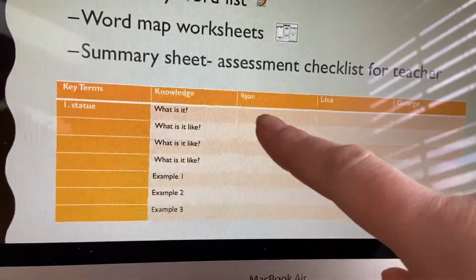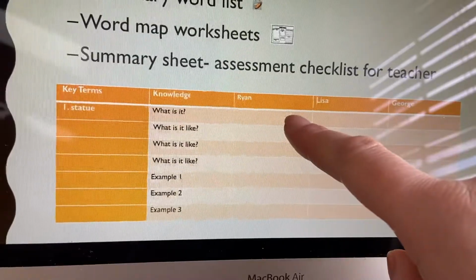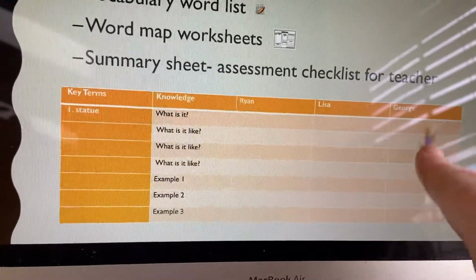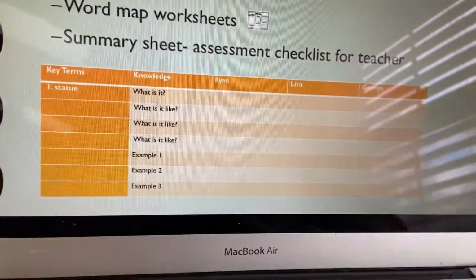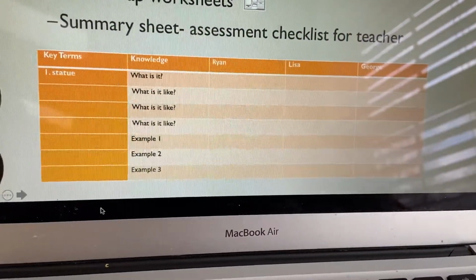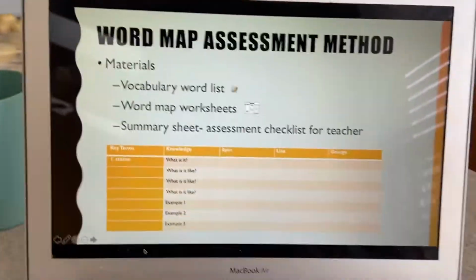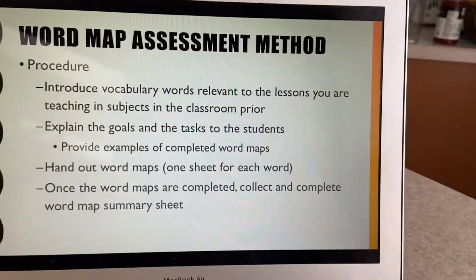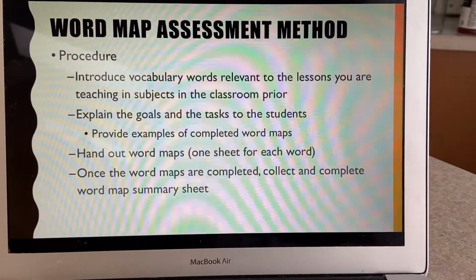And then was Ryan able to say what it is? Was George able to say what it is like? And this is just a checklist, so you just check it off. Did they do the example? Was it correct?